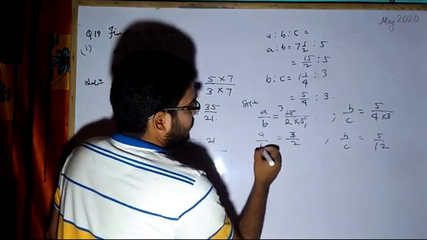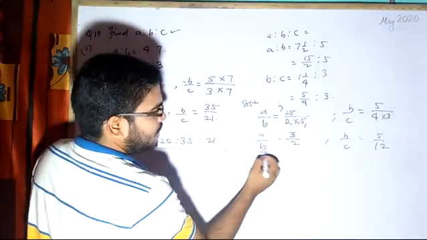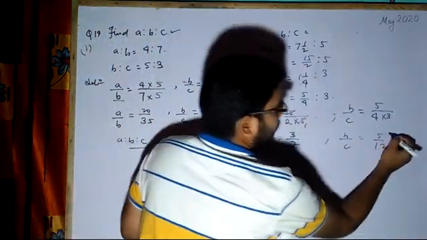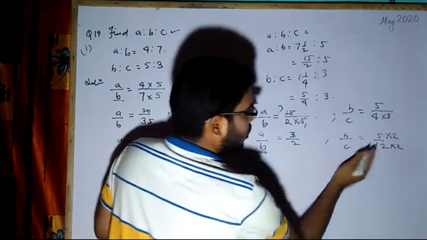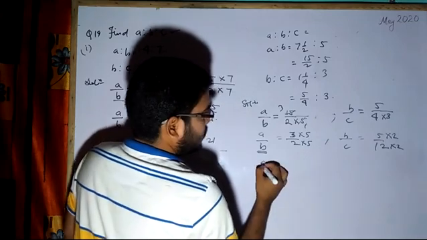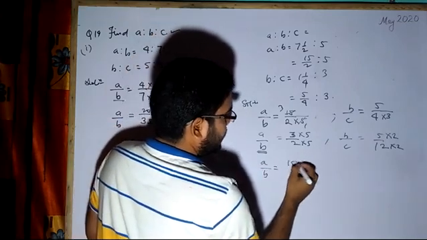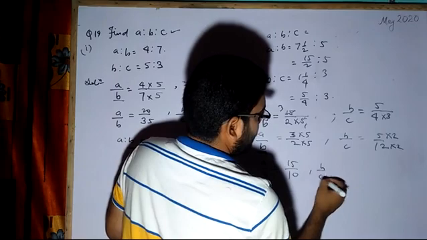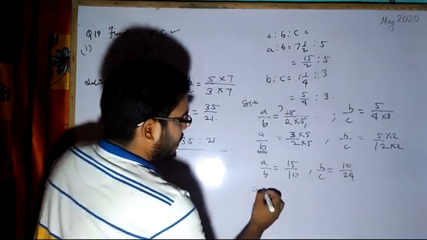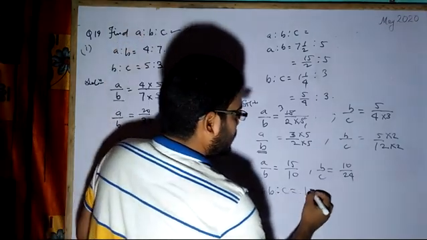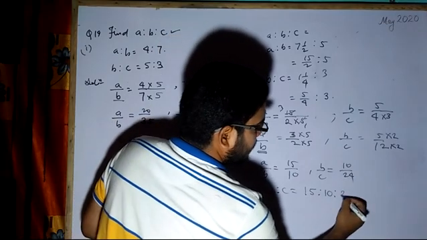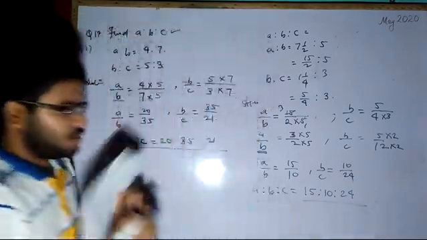Now again see, same procedure. B is here, B is also here. So whatever B is here, you have to multiply there, into 2, into 2. Whatever B was here, it was 5, so multiply here 5, 5. Now you get A by B is equal to 15 is to 10, and B by C is equal to 10 is to 24. So here A is to B is to C will be equal to 15 is to 10 is to, one time no need of repeating B again, then 24. This will be your answer.